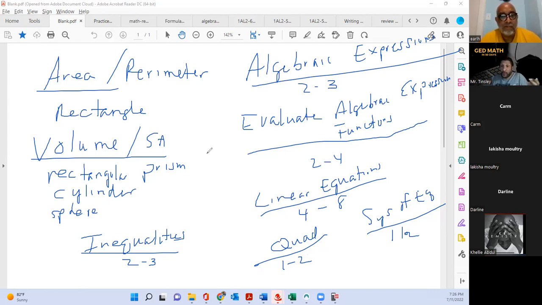Oh, I forgot ratio and proportions. Ratio and proportions is probably going to be 2 to 3 problems. And then tables, charts, and graphs will probably be another 2 or 3. But these are the areas. And I didn't count the first 5. So basically, what I just gave you is 30 of the questions.